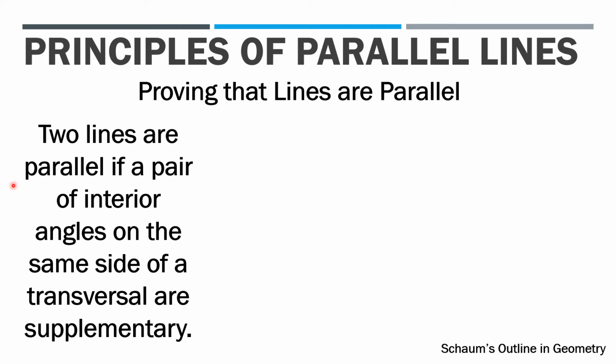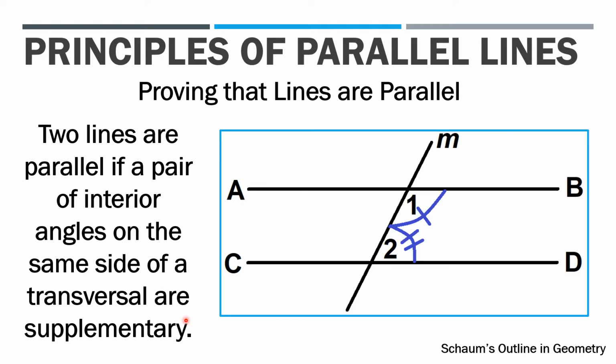Two lines are parallel if a pair of interior angles on the same side of the transversal are supplementary. In the illustration, if by the addition property the sum of angles 1 and 2 is 180 degrees, which means that the angles are supplementary, then line segments AB and CD are parallel.